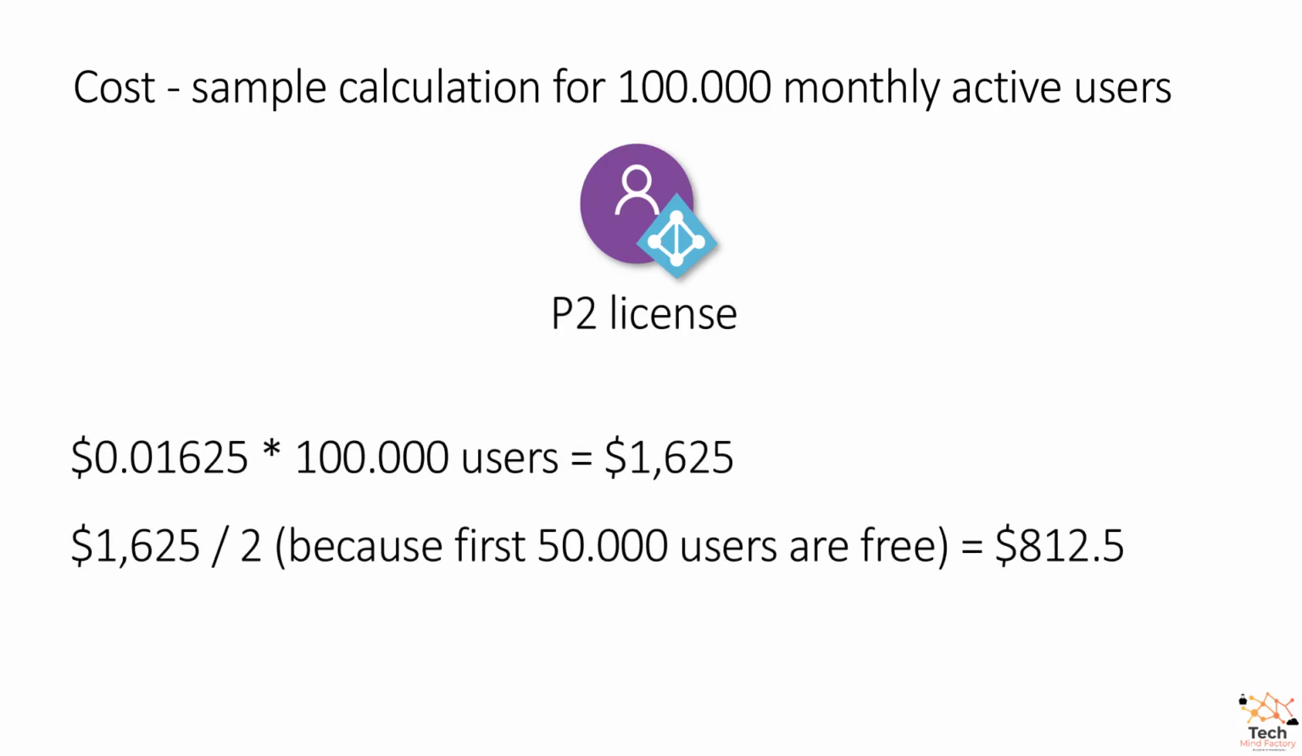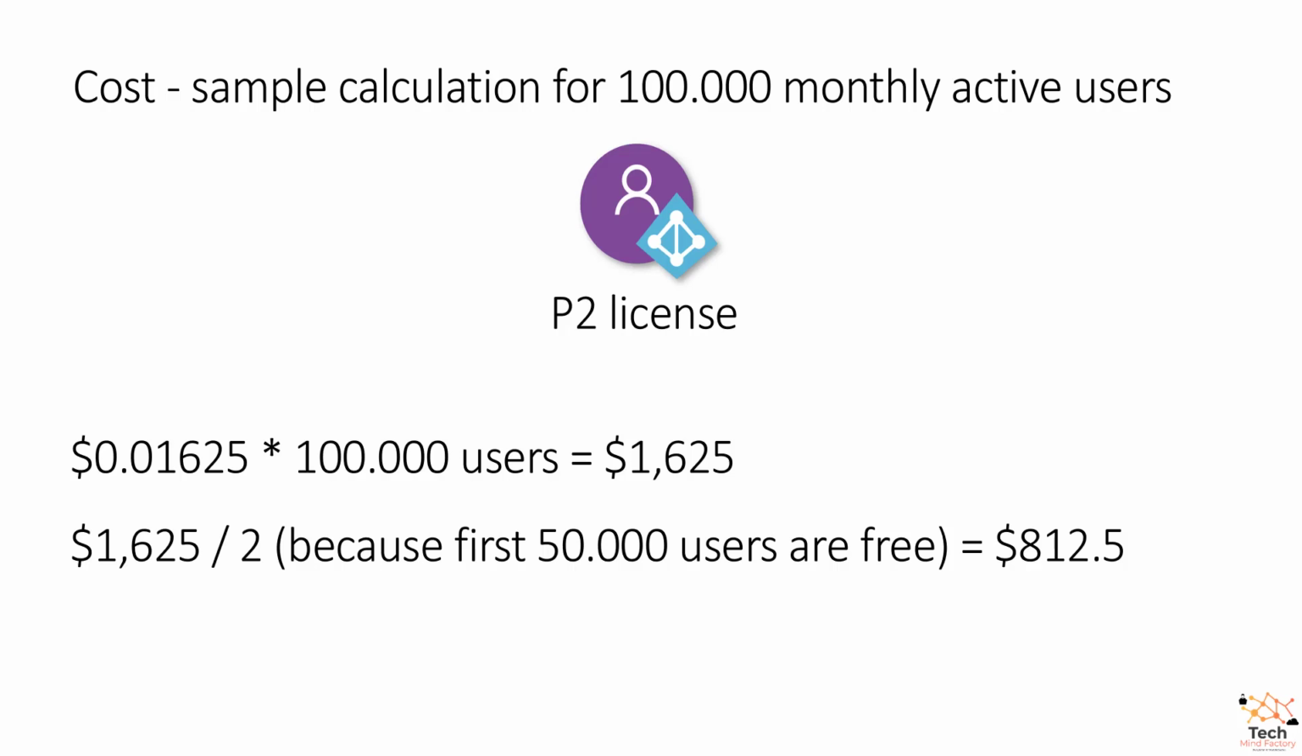And now let's do exactly the same calculation for 100,000 monthly active users for Azure Active Directory B2C, but when the P2 license is used. So again, we are taking the unit price for 1 monthly active user. We multiply it per 100,000 users. And right now we can see that the cost is $1,625.